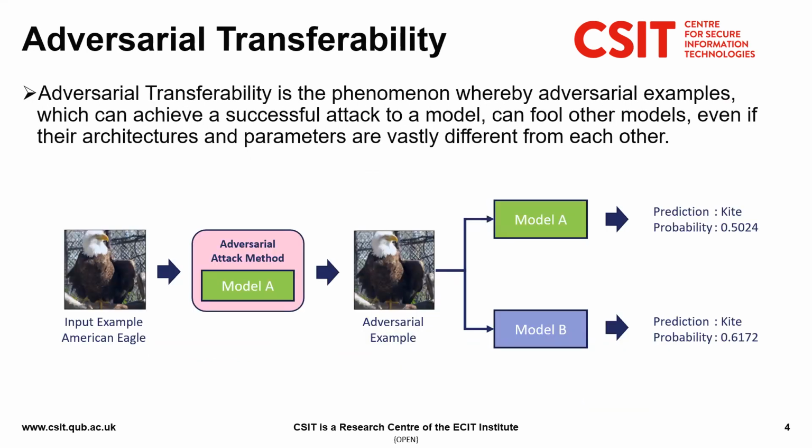Adversarial transferability is the phenomenon whereby adversarial examples which can achieve a successful attack on a model can fool other models, even if their architectures and parameters are vastly different from each other.